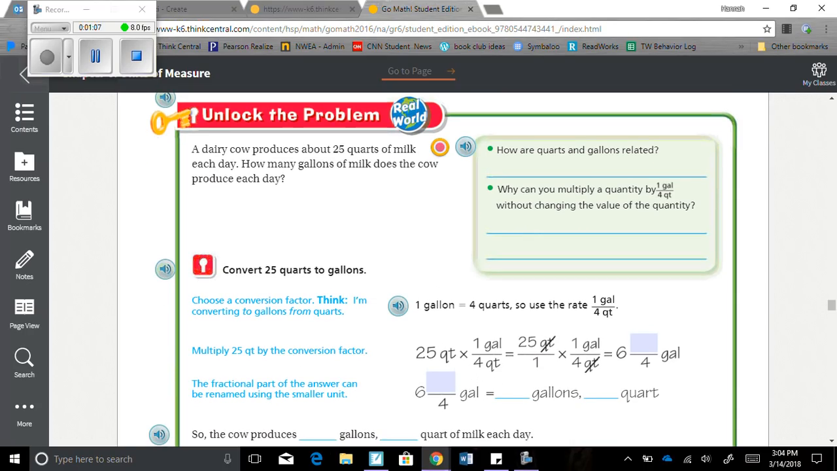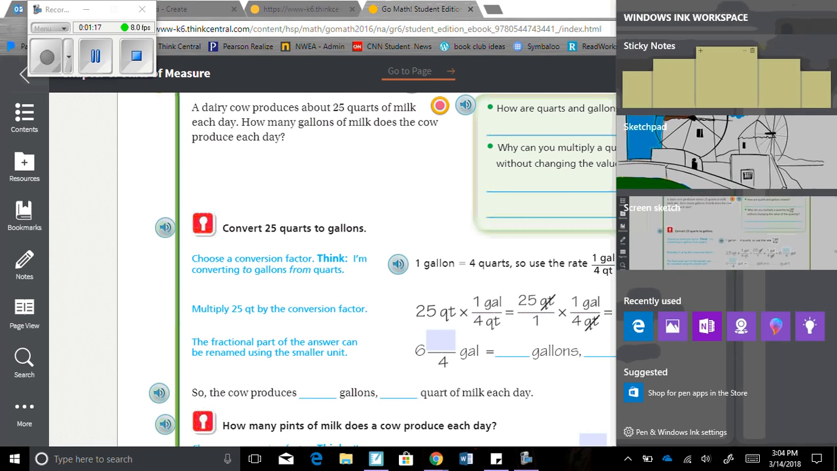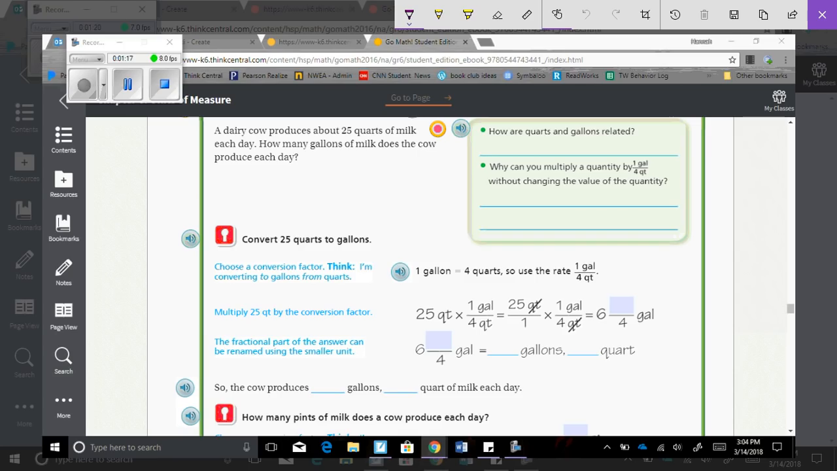Unlock the problem. A dairy cow produces about 25 quarts of milk each day. How many gallons of milk does the cow produce a day? So we're going from quarts to gallons. How are quarts and gallons related? Well, we know that 1 gallon equals 4 quarts. Why can you multiply a quantity by 1 gallon over 4 quarts without changing the value of the quantity? Because of the identity property of multiplication.